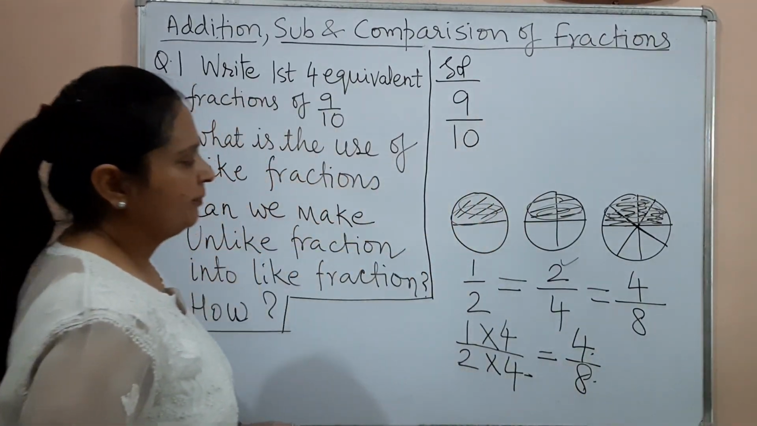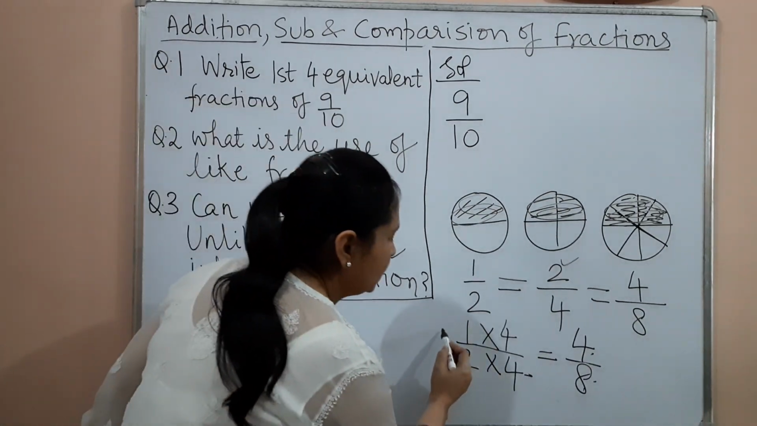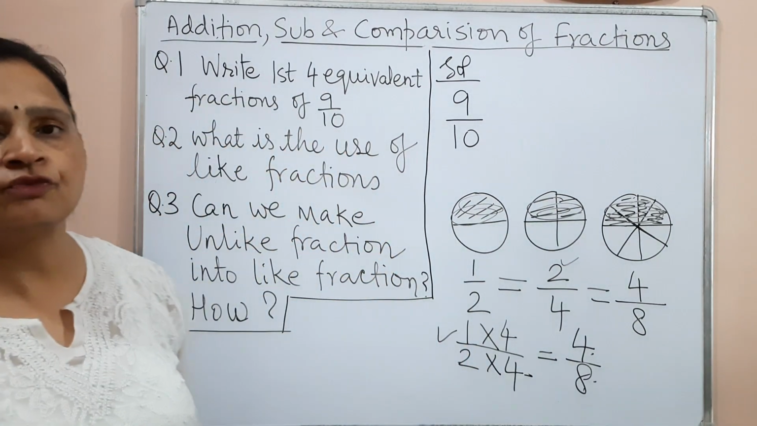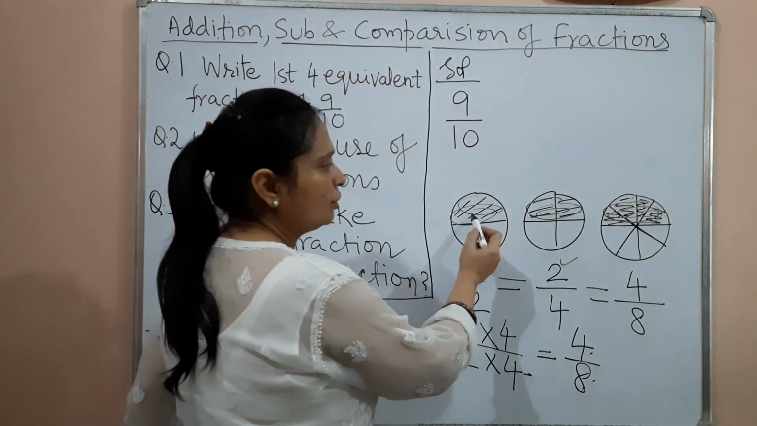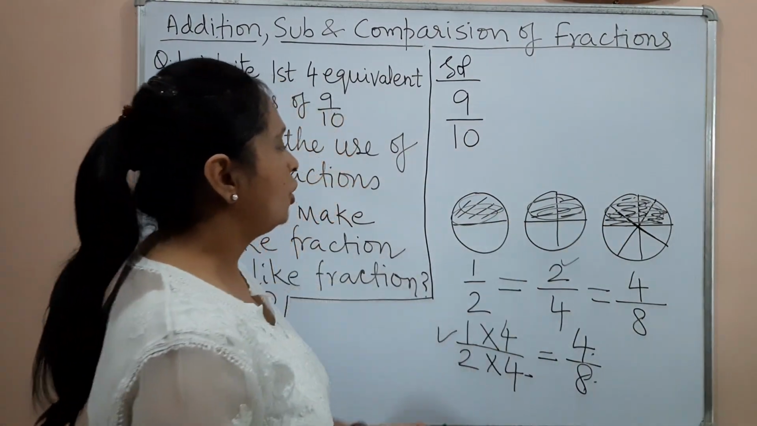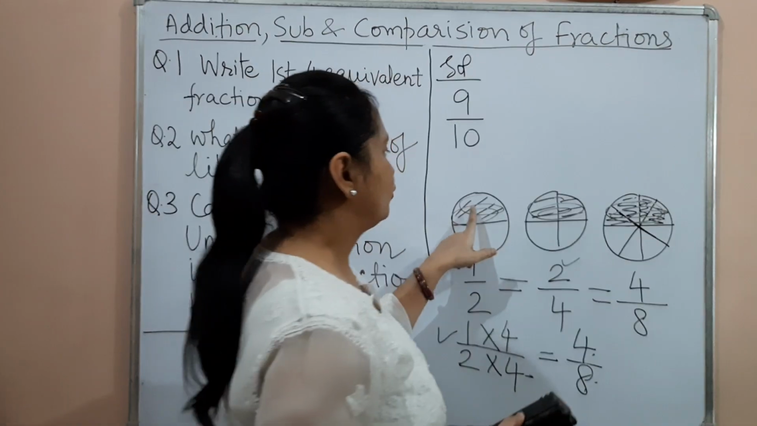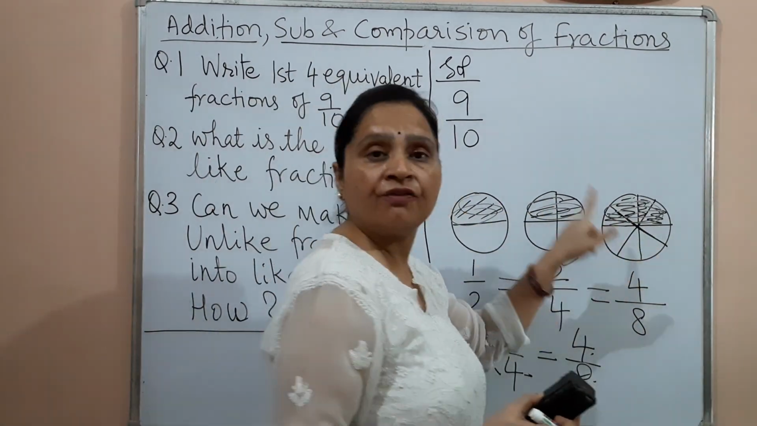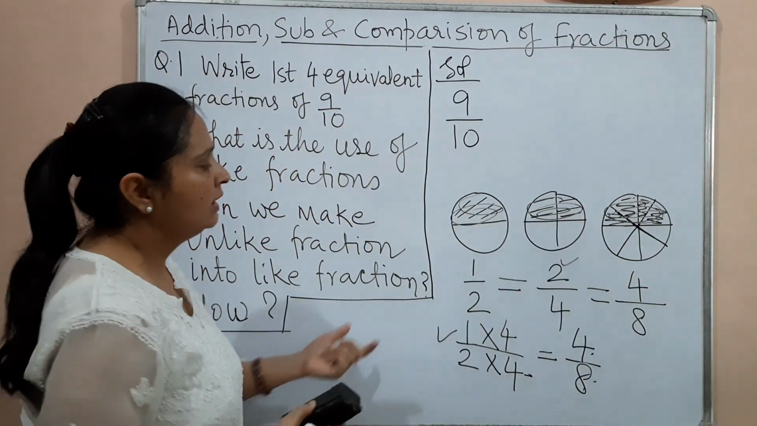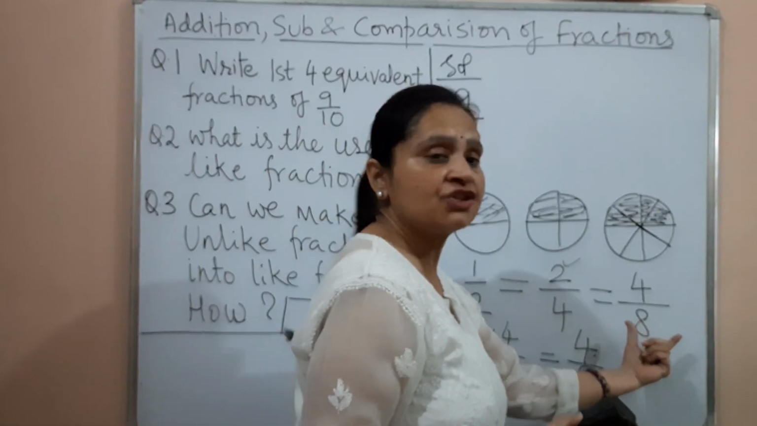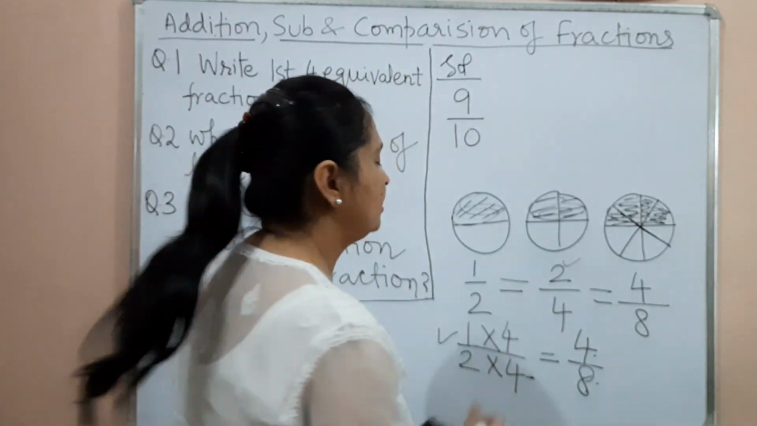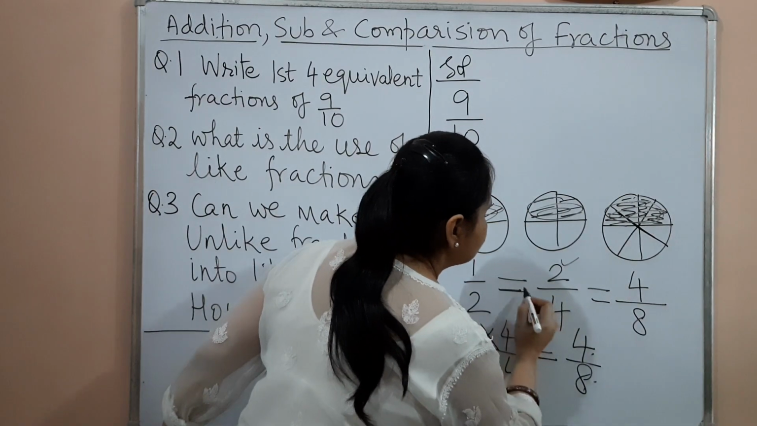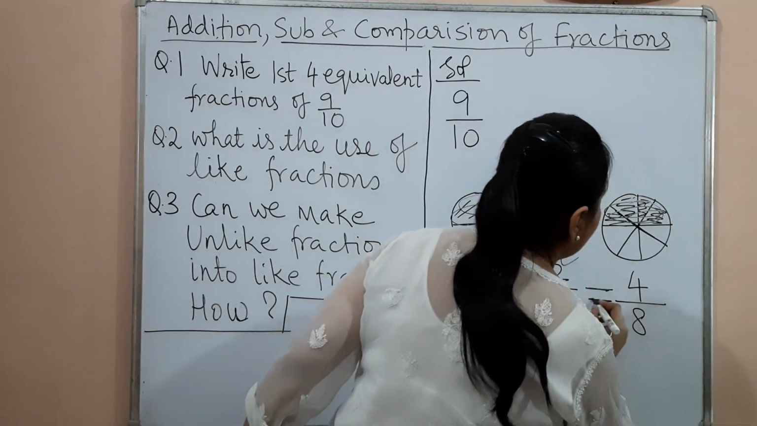That means how do we generate equivalent fractions? That we have to understand. We have understood by this method that all of them are equal. 1 out of 2 or 2 out of 4 or 4 out of 8, all of them are equal. That means these are three fractions which are equivalent fractions. Equivalent means they are equal.